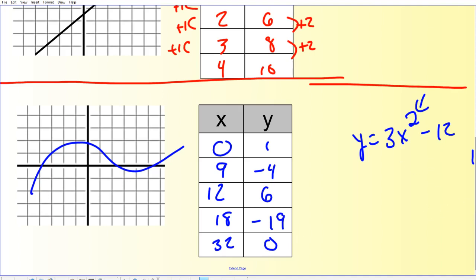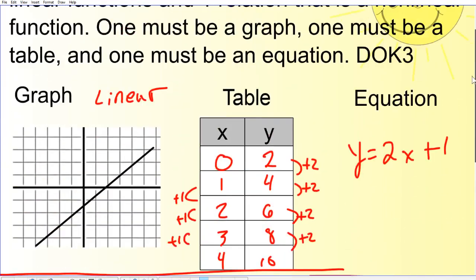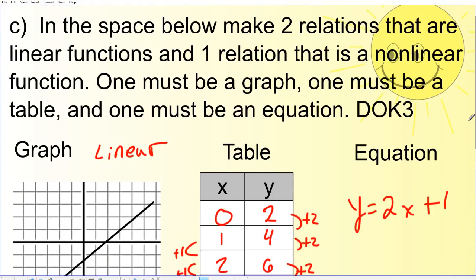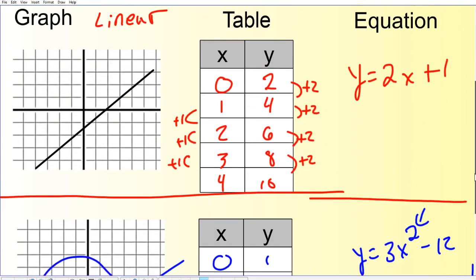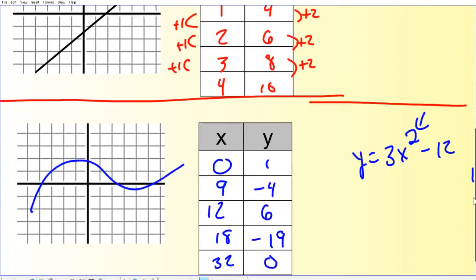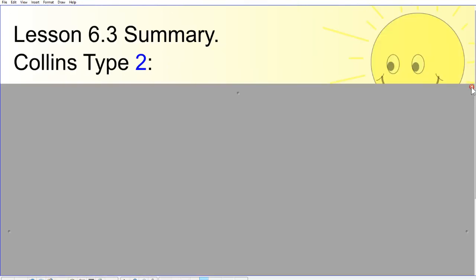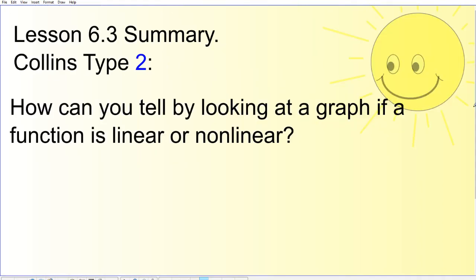Okay, so when you did your problem like this, you should have had some combination of this, where you had to make 2 that were linear, 1 that was nonlinear. I did a little bit of everything to show you what yours could look like. Okay? Summary. How can you tell by looking at a graph if the function is linear or nonlinear?